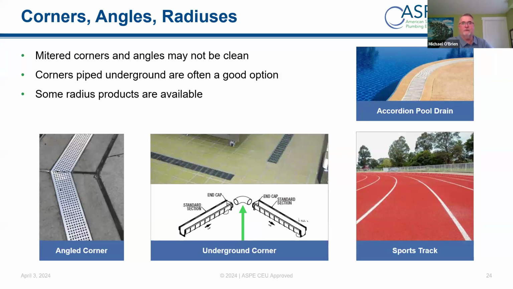So most manufacturers will have a way of dealing with corners. Having them mitered on site is not always the best way. Some manufacturers, where they're fabricating out of stainless steel or metal, may be able to do the miter at the factory for you, so it's nice and clean. Typically, you'll see a lot of them where they're just plumbing it underground, as we see here. You come to a point underground, there's some piping to join this channel to this channel, and away you go.